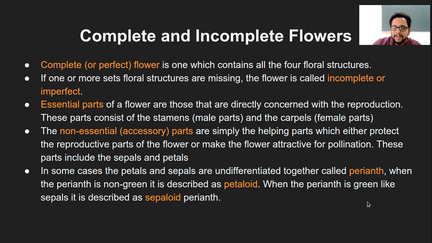So these were just the different ways that flowers can be classified: whether complete or incomplete, whether having the essential and non-essential parts, or based on the presence of perianth, which can be petaloid or sepaloid. If the petals and sepals are not together, then obviously there will be no perianth. But not all flowers will have perianth, so you need to be aware of that.